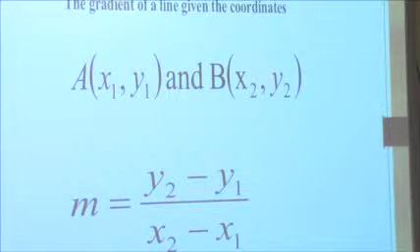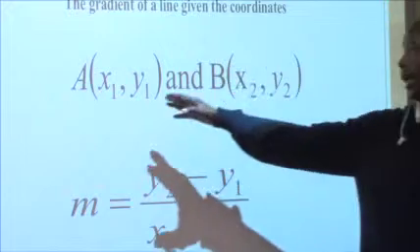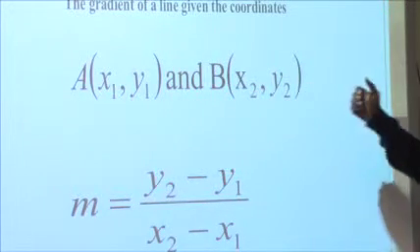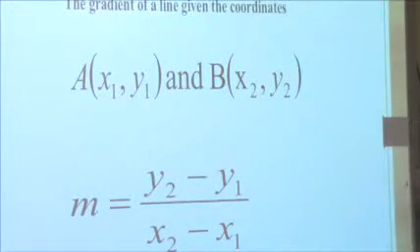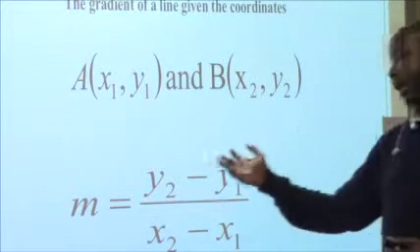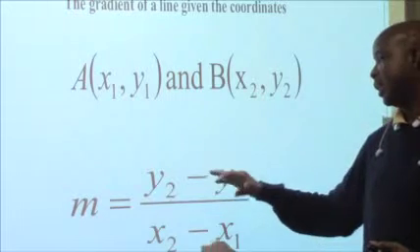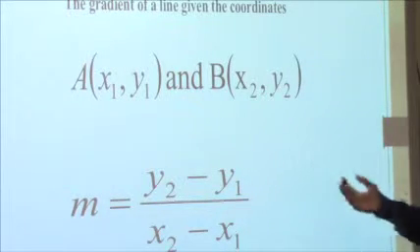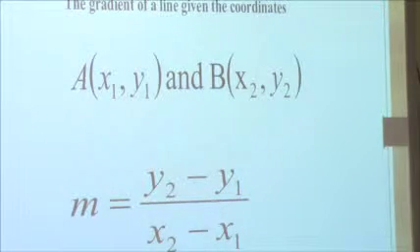First of all, the gradient of a line given the coordinates. So, if we are given 2 points on the line, say point A and point B, and A and B have coordinates x1, y1 and x2, y2 respectively, then the gradient represented by the letter M is given by the change in y over the change in x, which is y2 minus y1 divided by x2 minus x1.